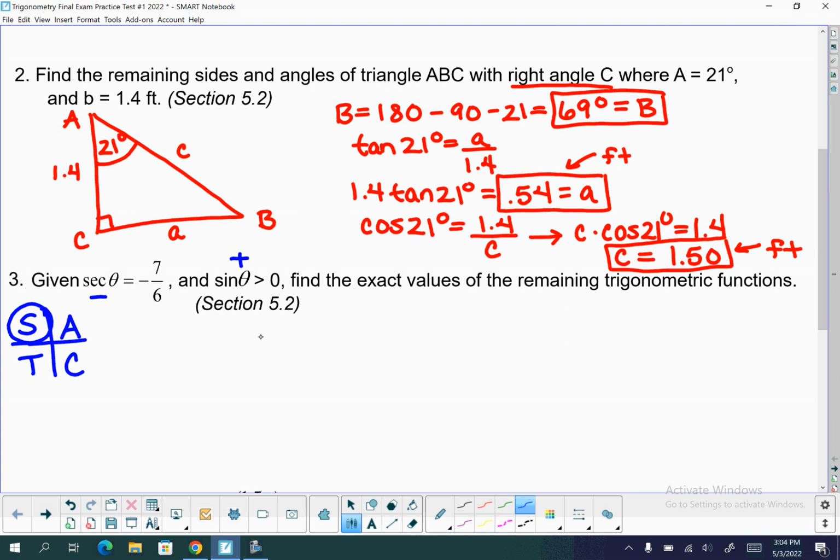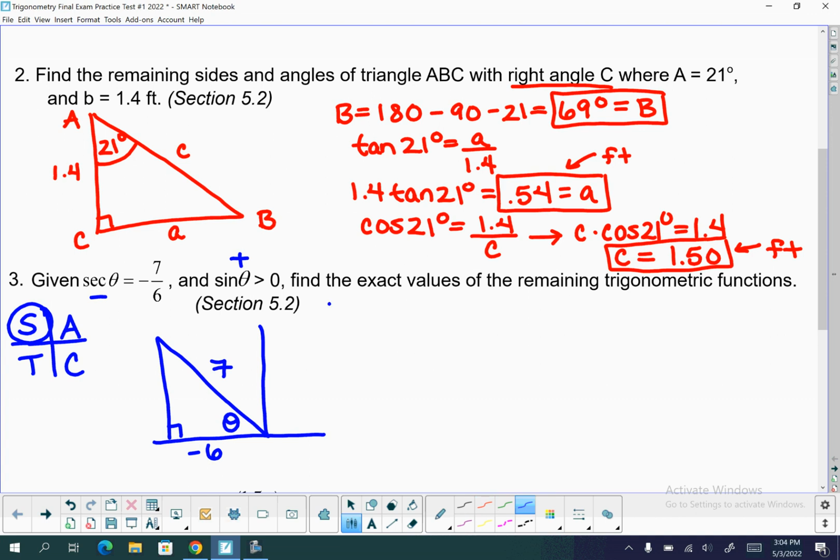So we can draw a picture in quadrant 2. My reference triangle. There's my theta. Secant is the reciprocal of cosine. Cosine is adjacent over hypotenuse. So what I see here is hypotenuse and adjacent. One of those is negative. We know the hypotenuse is always positive, so the 6 must be negative.